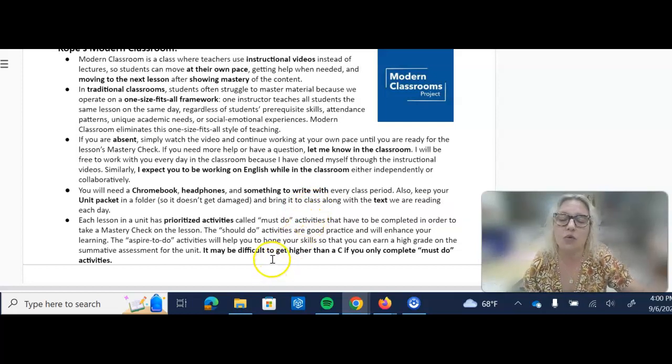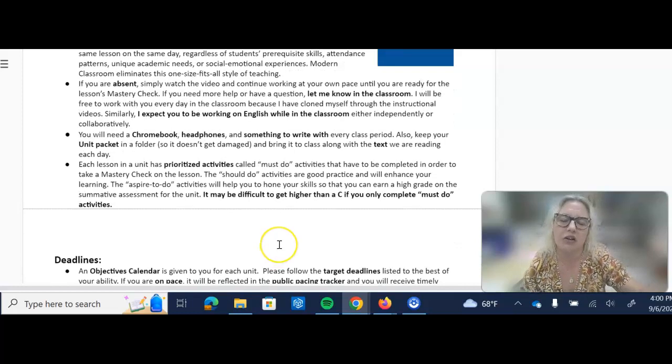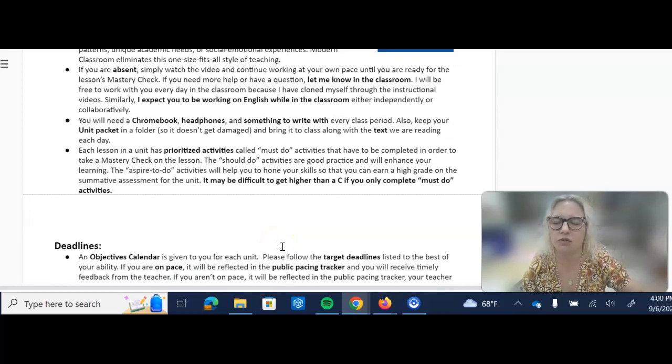Each lesson in a unit has prioritized activities, tiered activities. Must-dos really have to be completed in order to take a mastery check. Should-dos are good practice and will enhance your learning, and the aspire-to-do activities will help you to hone your skills so that you can earn a high grade on the summative assessment. It might be difficult to get higher than a C if you only do must-dos.